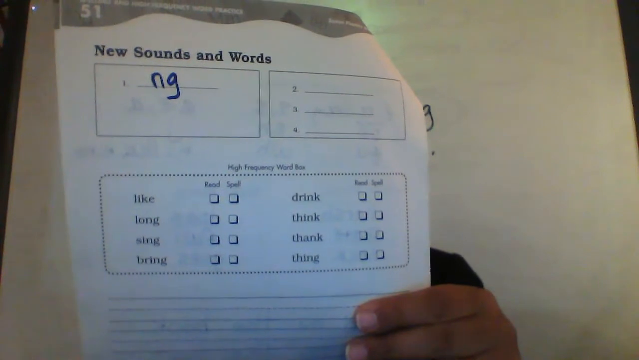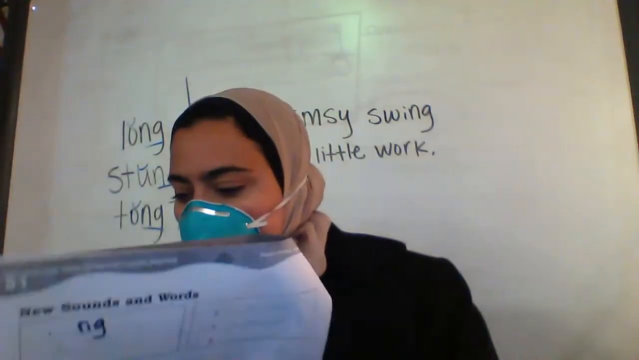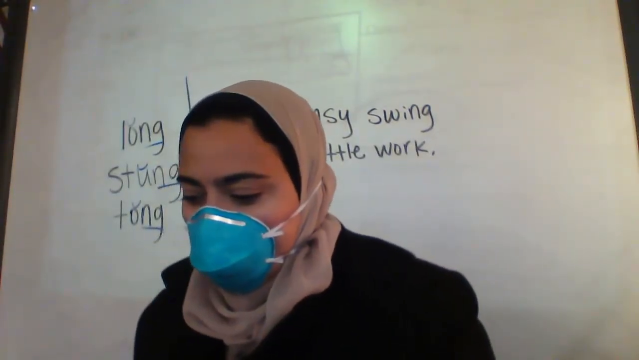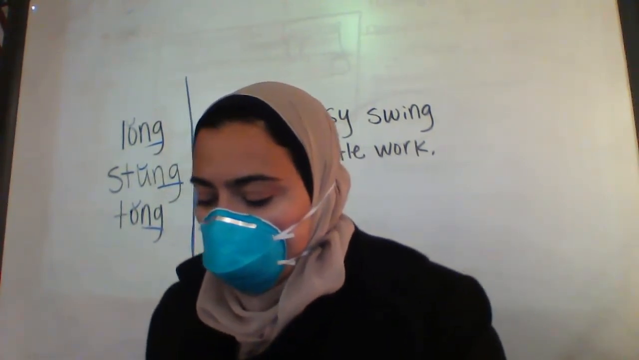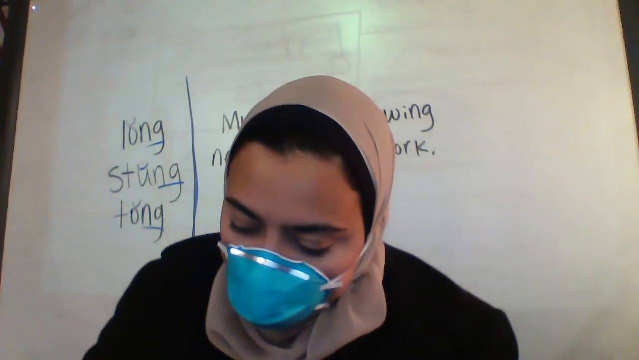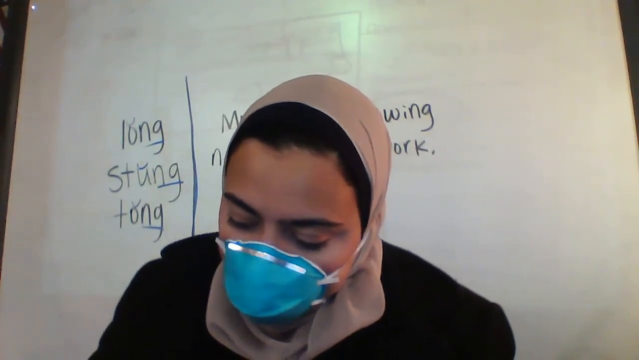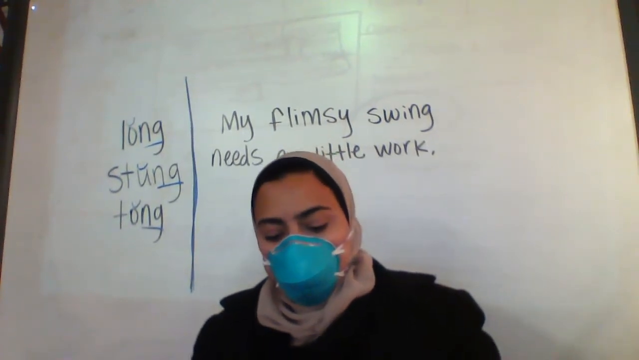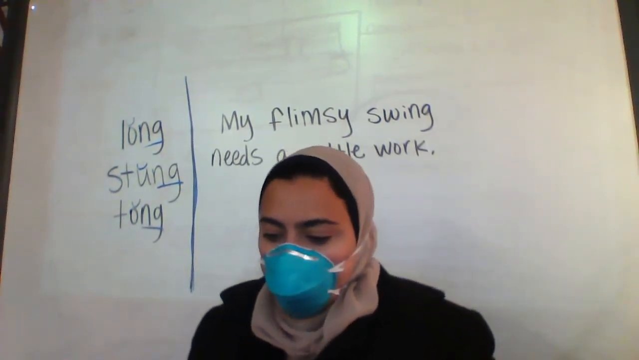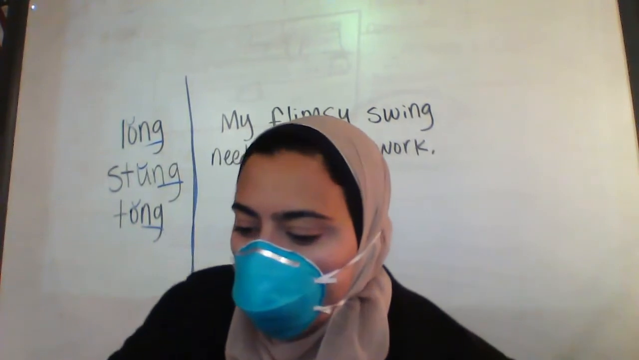Now we are going to spell some words that include the digraph N-G. Look at the back of your practice sheet. Find number two. Spell the word king on the line. King. How do you spell king, class? K-I-N-G. Good job.